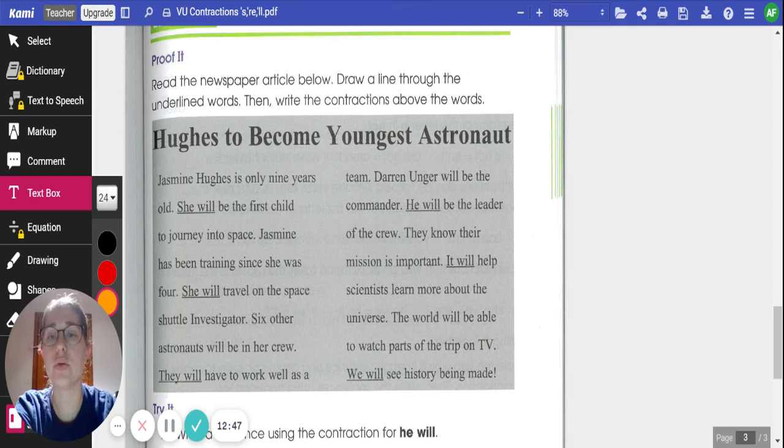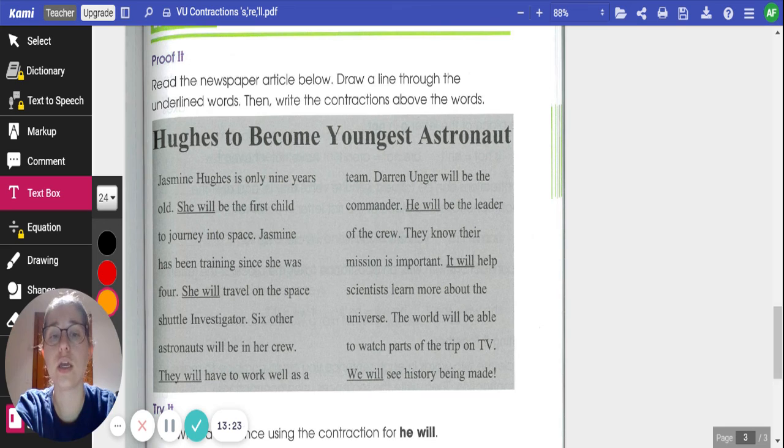Our newspaper article: Hughes to Become Youngest Astronaut. Jasmine Hughes is only 9 years old. She will be the first child to journey into space. She will is underlined, so we need the contraction for she will. Jasmine has been training since she was 4. She will travel on the Space Shuttle Investigator. She will, again, make that into a contraction. 6 other astronauts will be in her crew. They will have to work well as a team. Go ahead and make your contraction for the underlined words there.